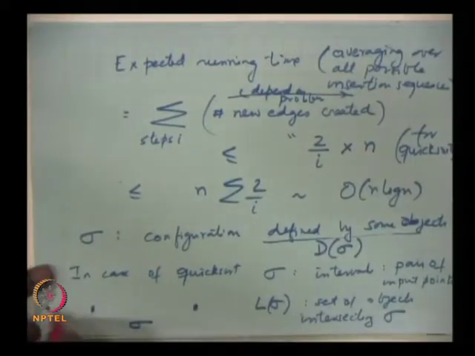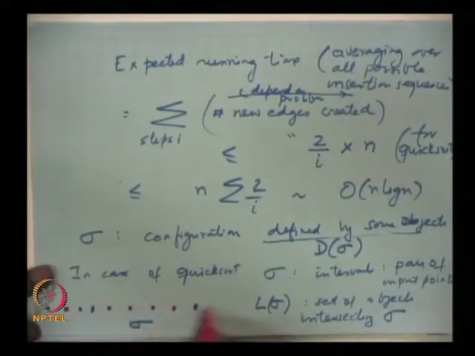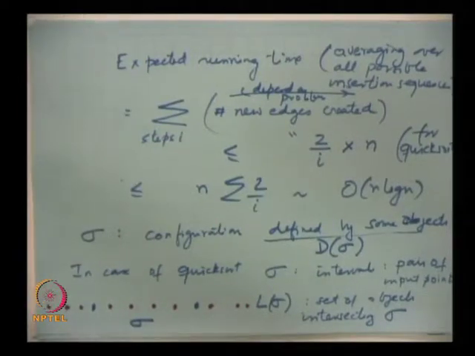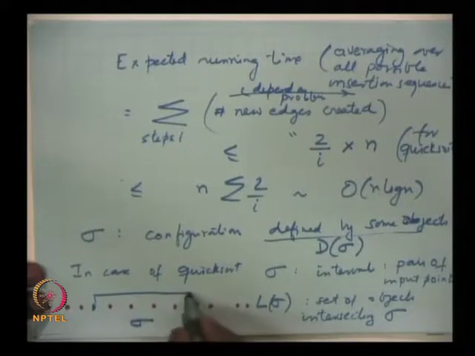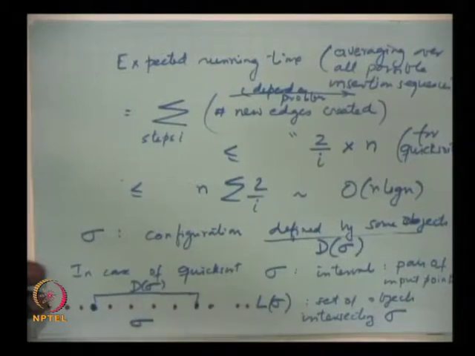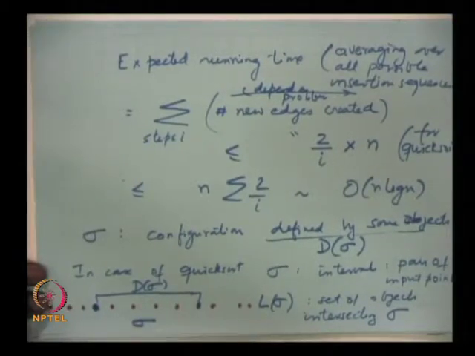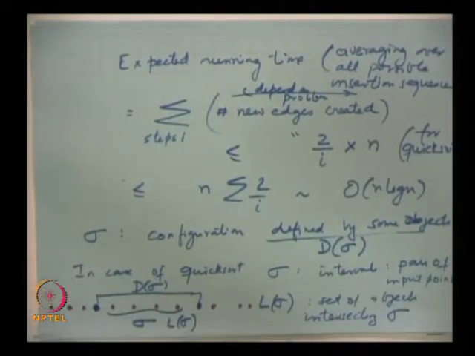So, if you consider all the points on the line, okay, this specific interval, if I am considering this specific interval, then these two are the defining objects of the interval, okay, and the red points basically correspond to L sigma.